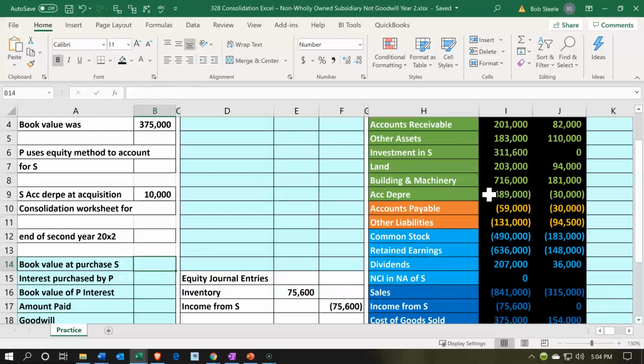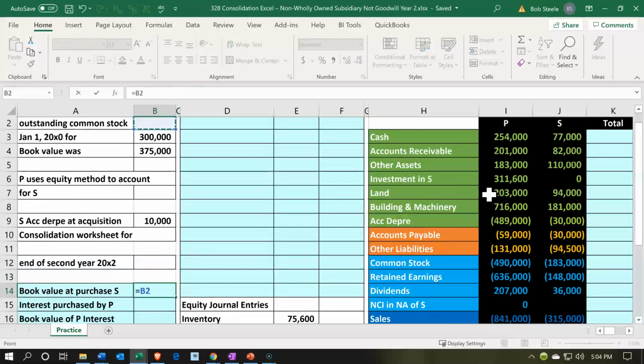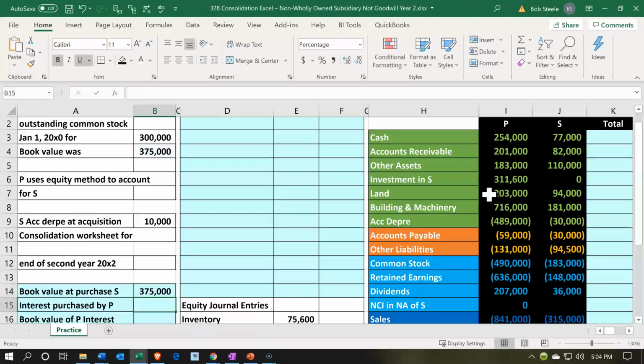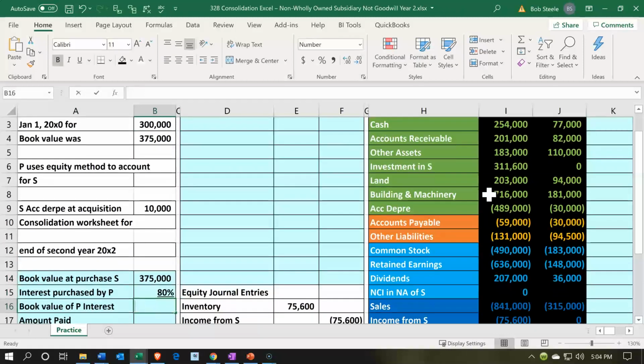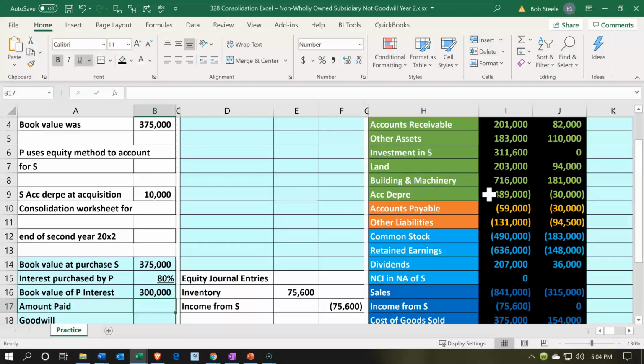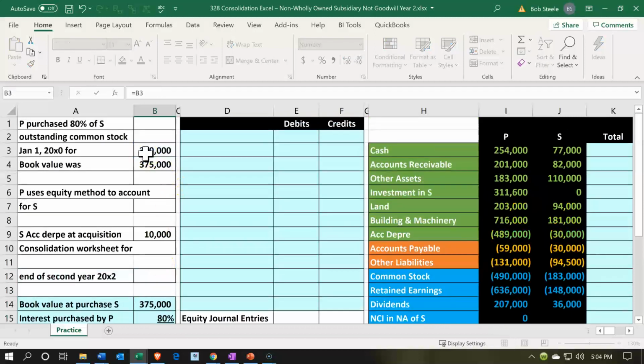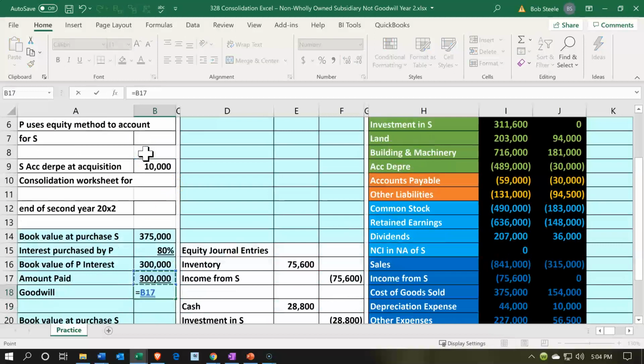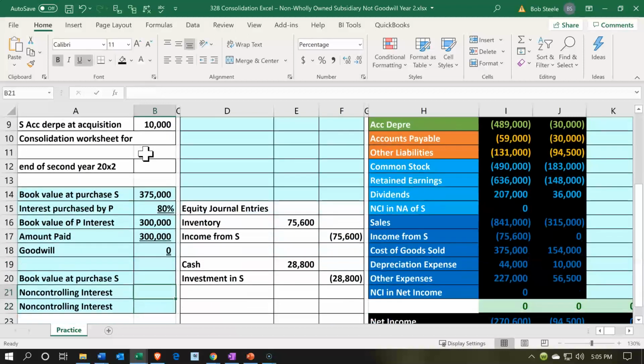The book value at purchase for S, times 80%, our 80% interest, gives us the 300,000. So in other words, at the time of purchase, book value of S is 375, 80% of that is 300,000. Therefore, we purchased basically our 80% portion of the book value. If we compare that to what we spent, the 300,000, there's no goodwill at the point in time of purchase. That's a simplification compared to real life, where those two numbers aren't always the same, but it's useful to see them in that format and add levels of complexity as we go.